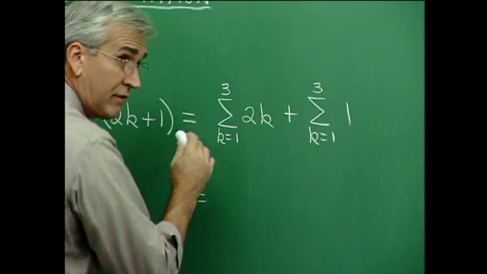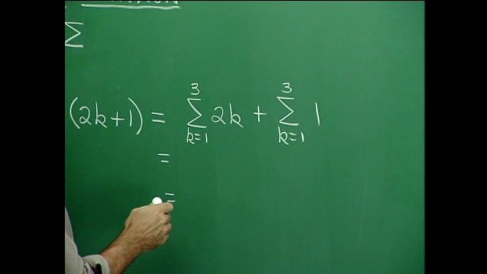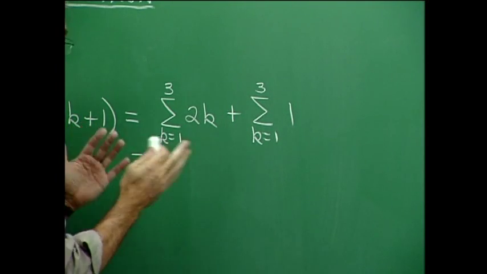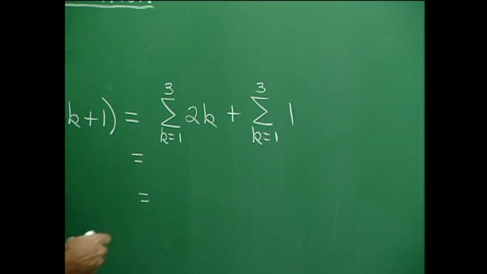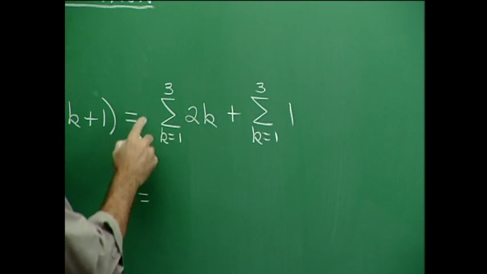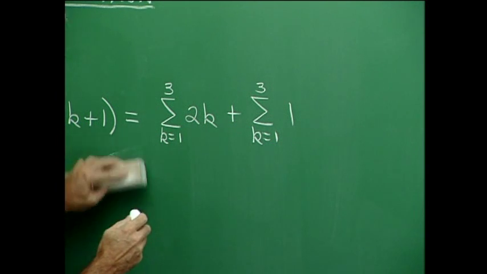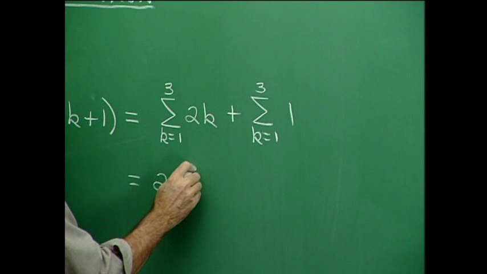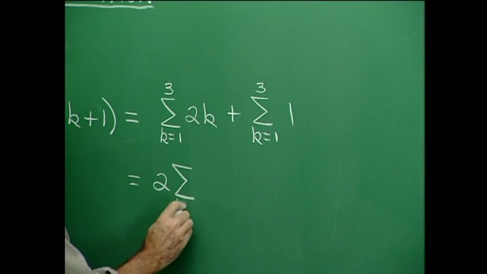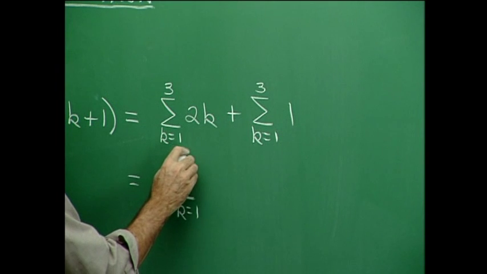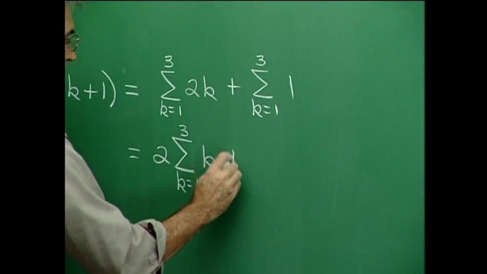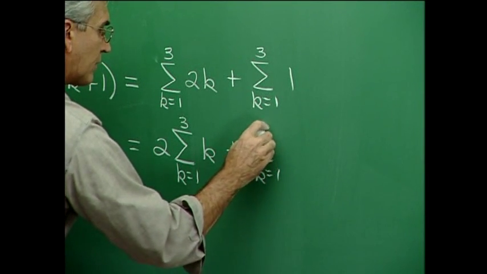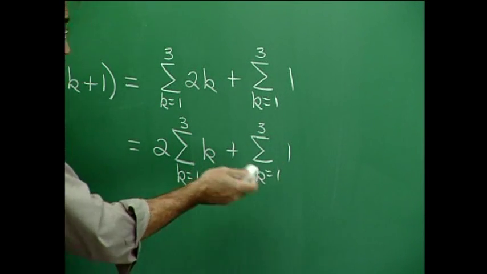And this could further be manipulated a bit. It really isn't necessary in this context because the problem is pretty simple, but in other situations this is going to be a pretty valuable tool. The 2 can become the coefficient here, so we could write this as 2 times the summation as k runs from 1 to 3 of k, and then plus the sum as k runs from 1 to 3 of 1, and evaluate these separately.